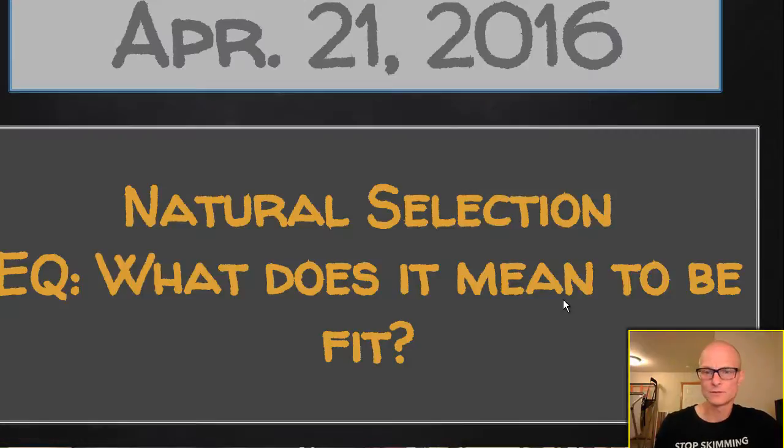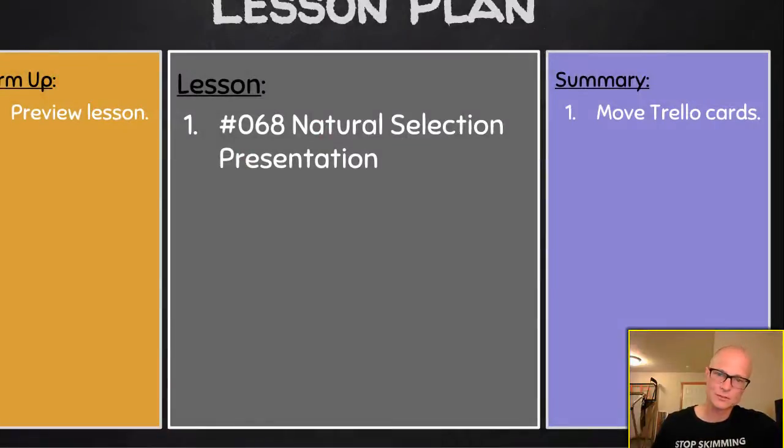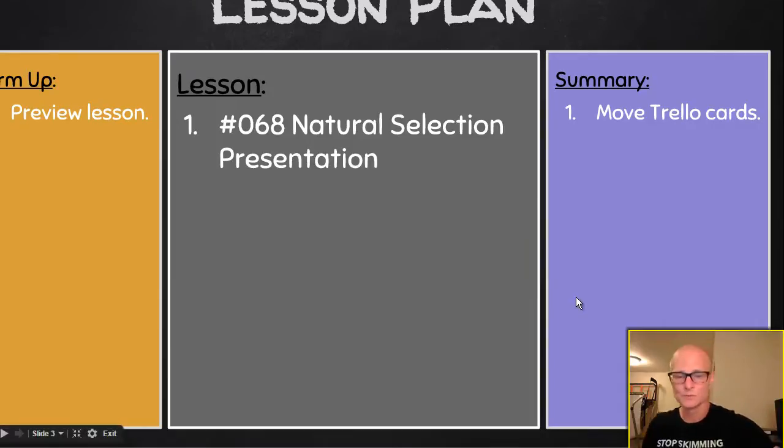All right, Thursday, April 21st. We've seen this screen before. Let's get right to the point. You are working with your groups on the 068 natural selection presentation. All of the instructions are there on Google Classroom. Make sure you're making use of your time.